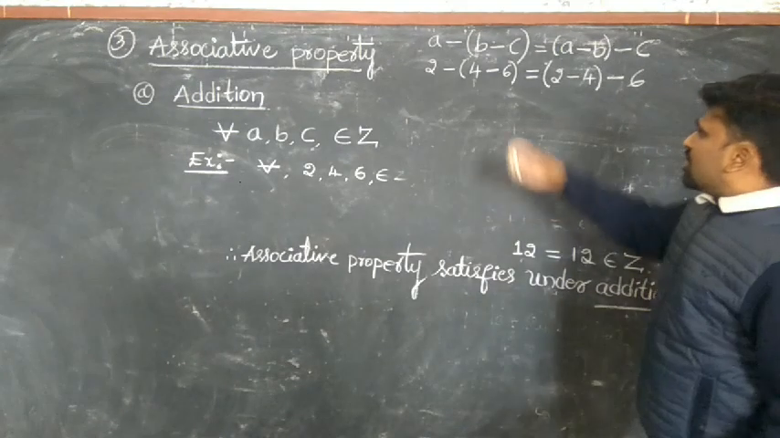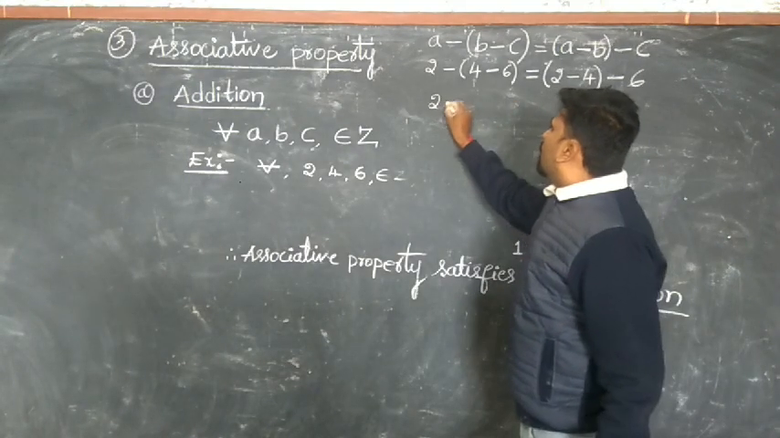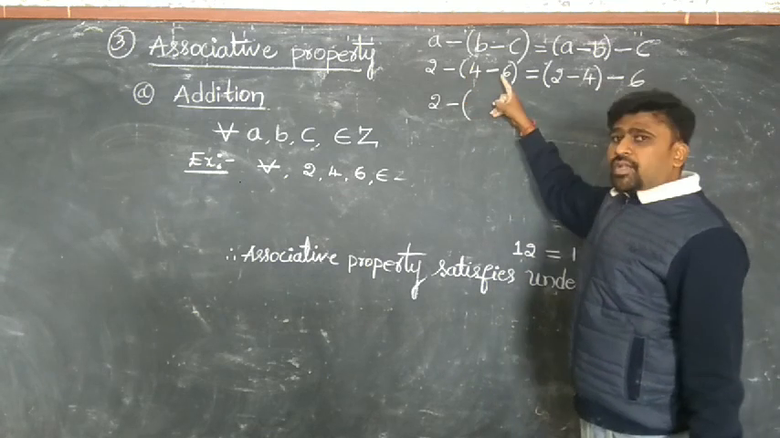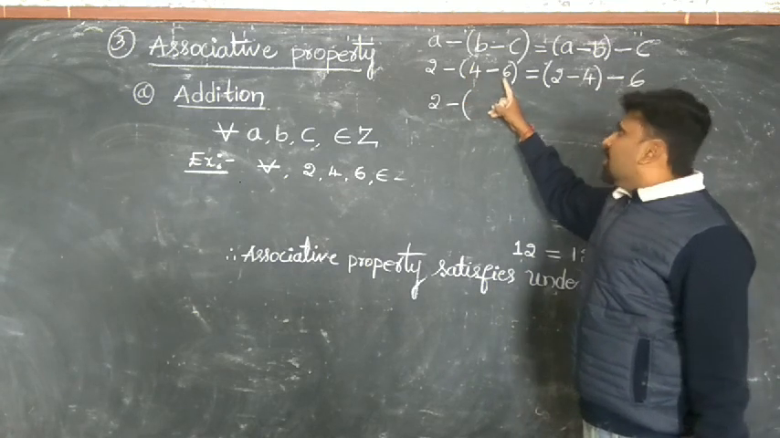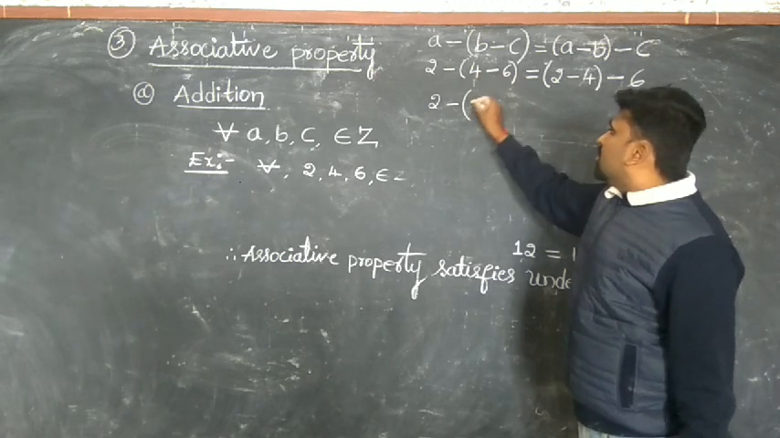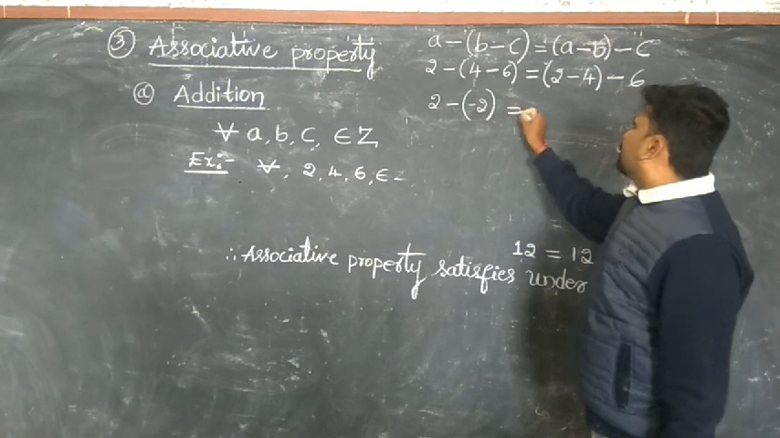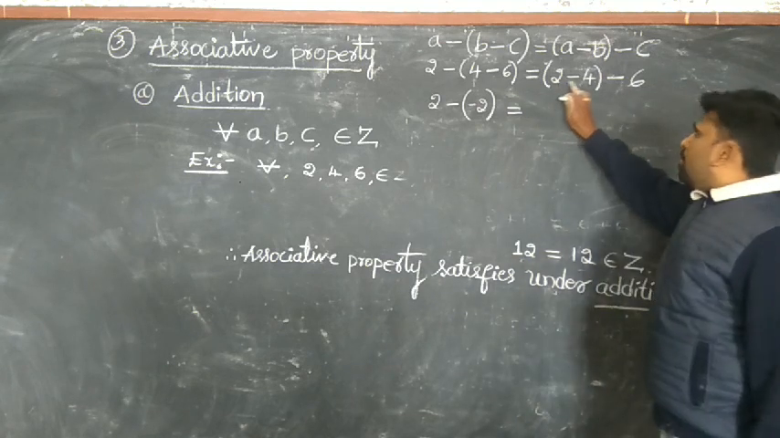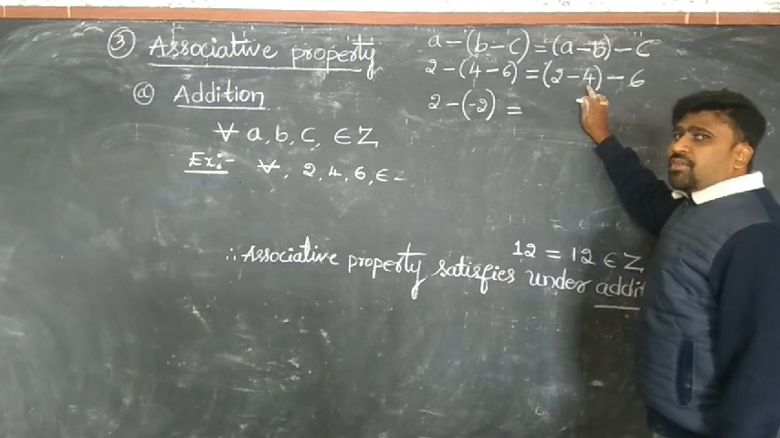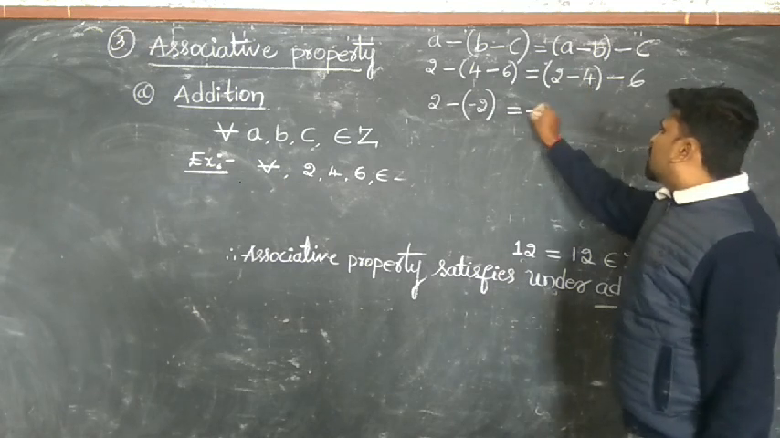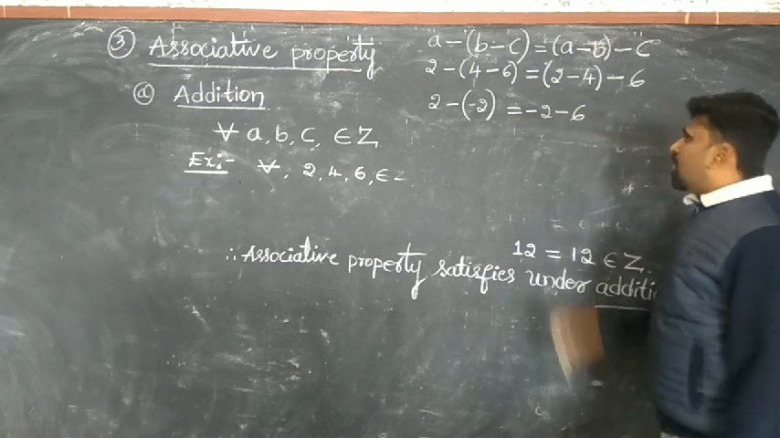Clear? Now same as it is, open the bracket. 2 minus, here different symbol, one is plus, another one is minus. We have to subtract. 6 minus 4, answer is 2. The bigger symbol is minus, that is minus 2. Clear? Here again 2 minus 4, different symbol, we have to subtract. 4 minus 2, answer is 2. Bigger symbol is minus. Here minus 2, minus 6.